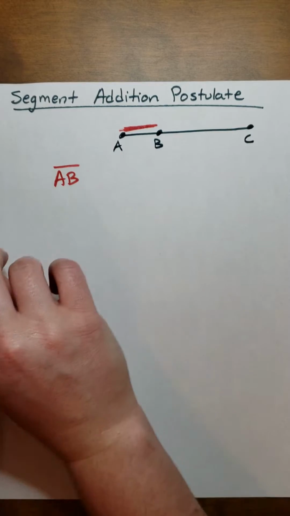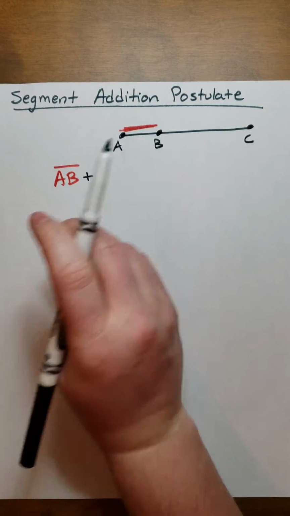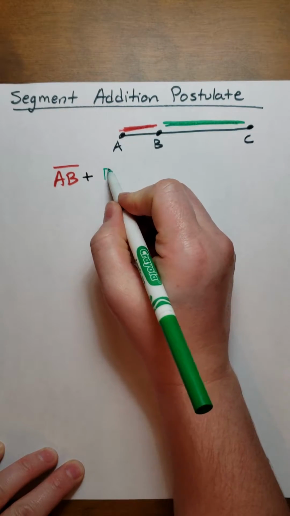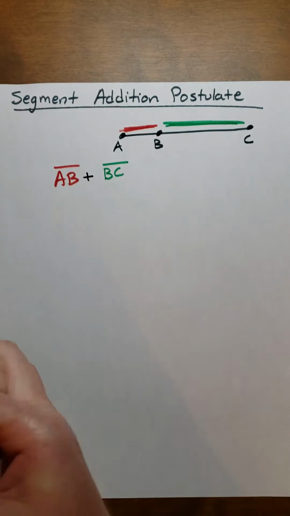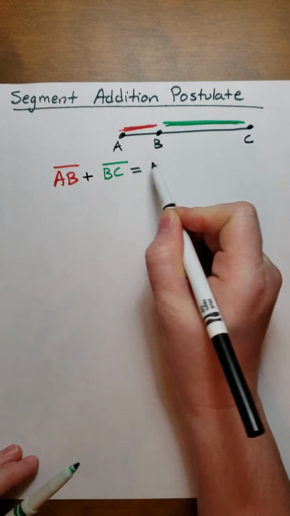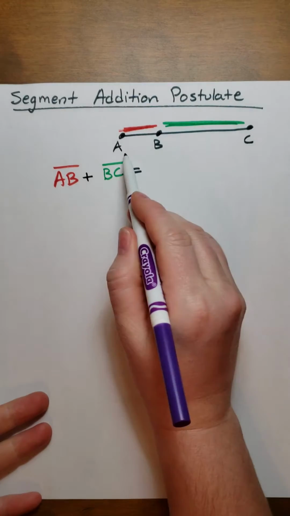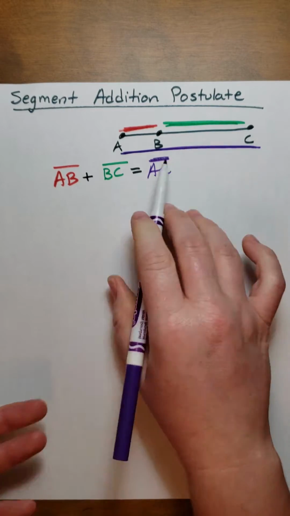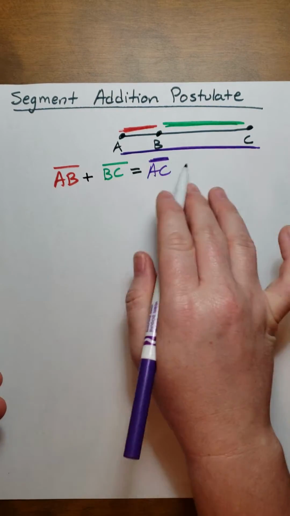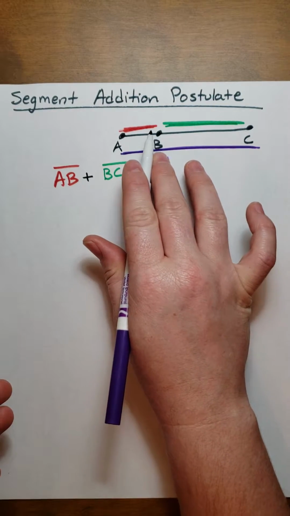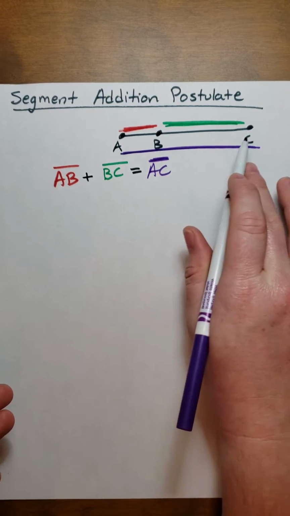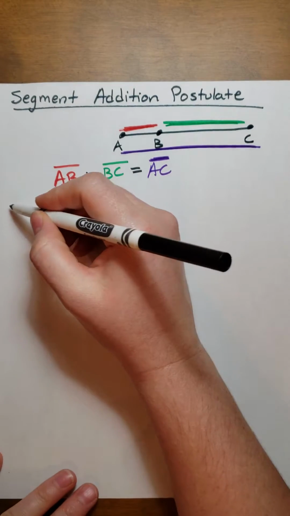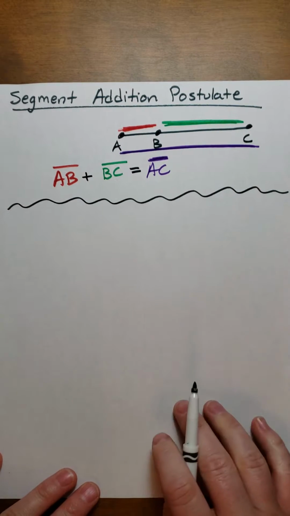plus segment BC will equal the distance of the entire segment, which in this case is AC. We can use this property to solve for x, or the distance between A and B, if we're given the distance between B and C and A and C. And I'm going to show you in the next example how to use that.